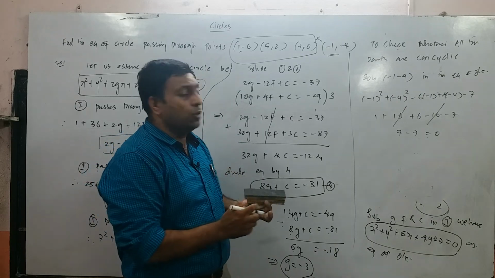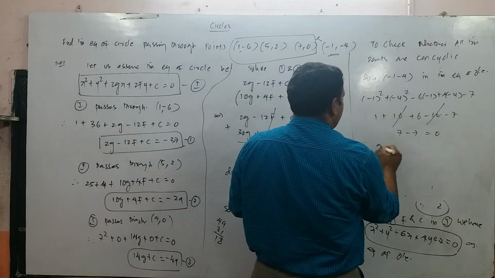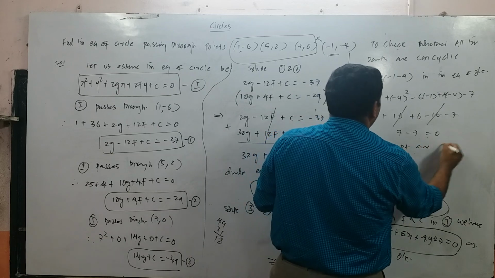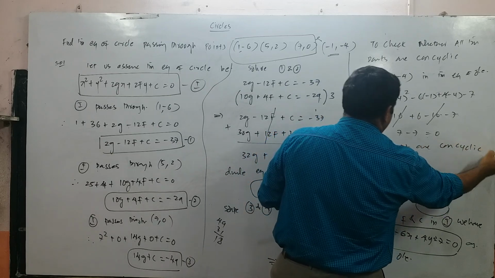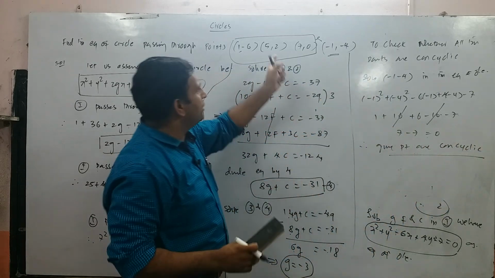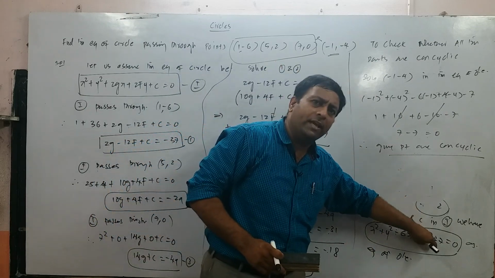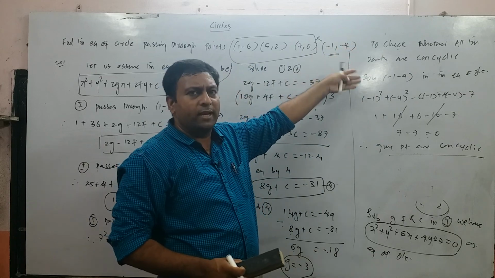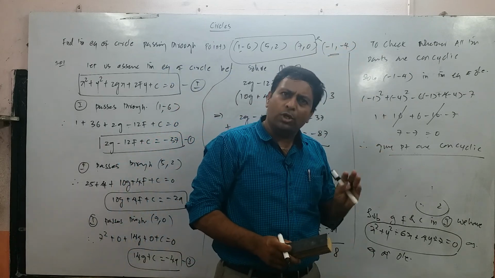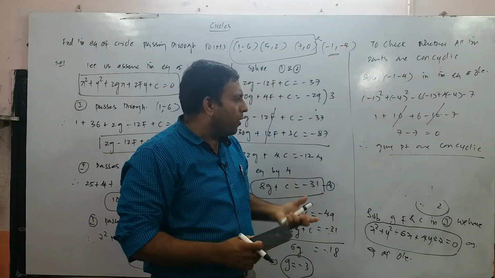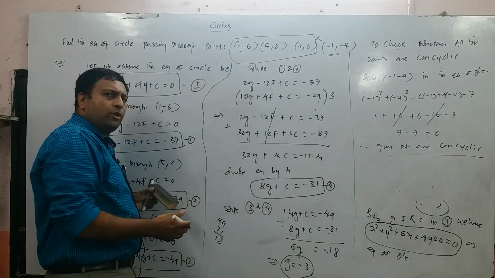Therefore, you will conclude the given points are concyclic. Well, this was not asked, it was just asked to find the equation of the circle. If that is asked, you have to leave it here. But if it is further asked to show that they are concyclic, this is the additional part you are going to do. So I want you to pause the video and try this problem by yourself.